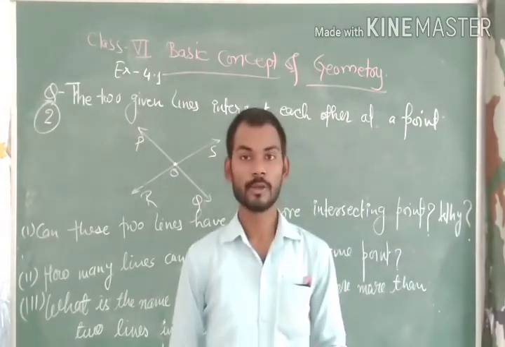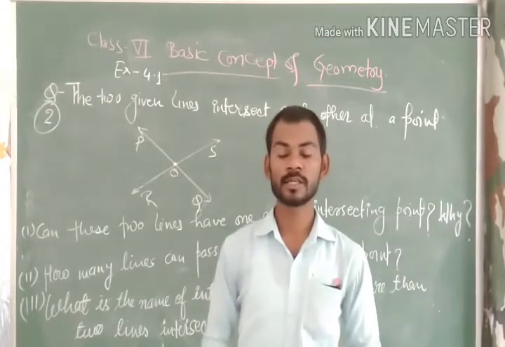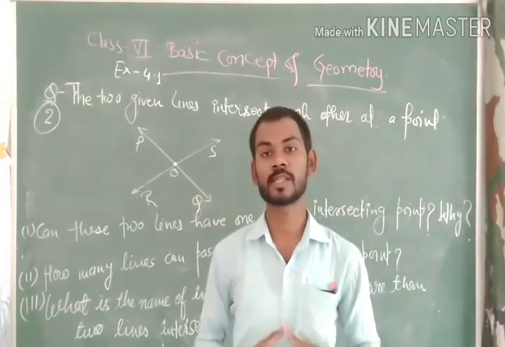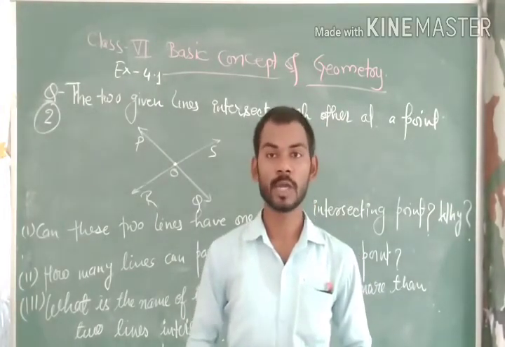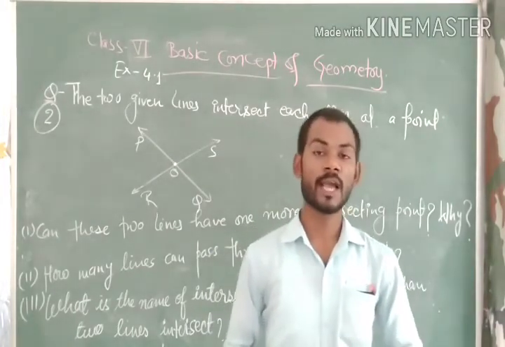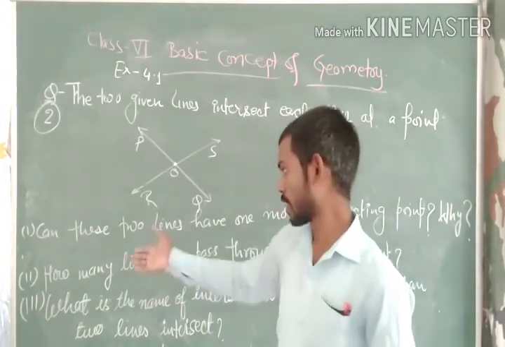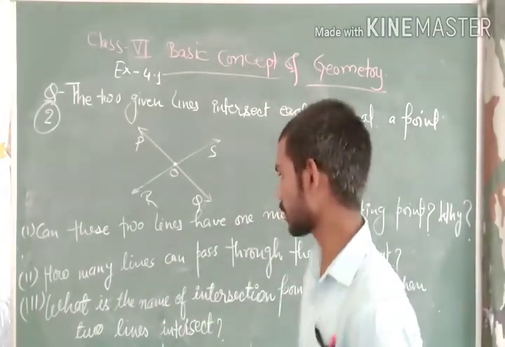And why? Because intersecting lines can intersect only at one point, because they cannot meet at another point anywhere. Now let us see the second question.